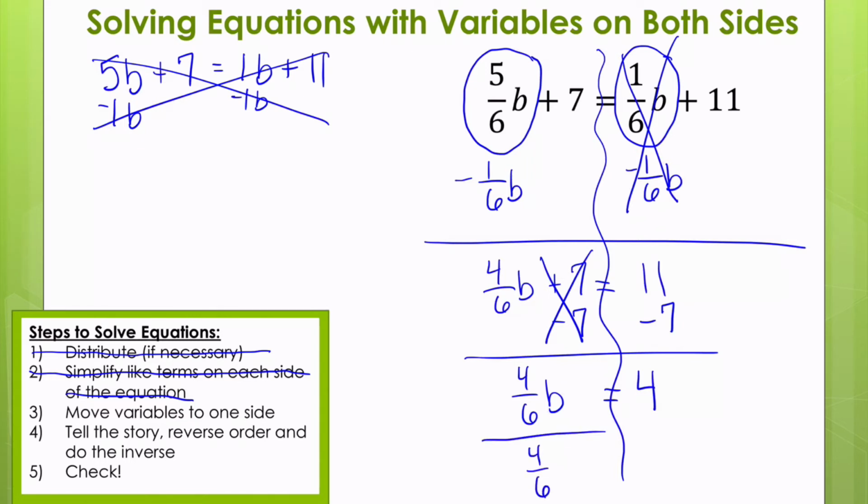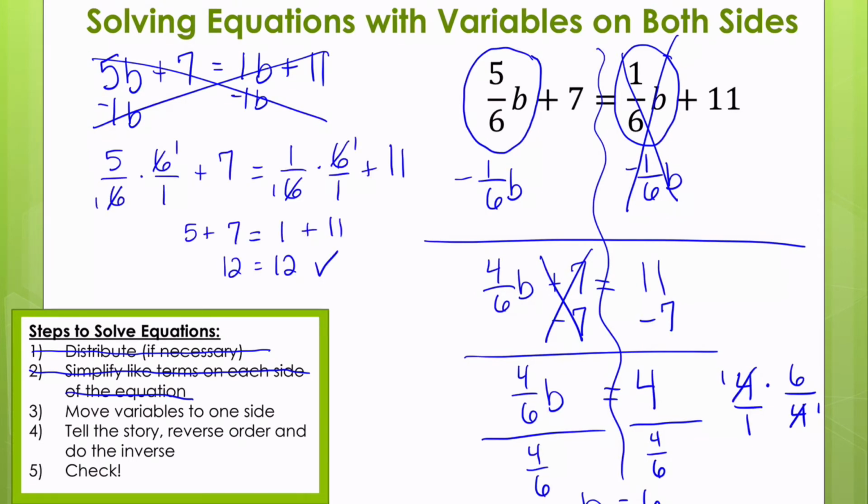Now you'll notice that sometimes people skip that step and just multiply by 6/4, since we know that dividing by a fraction is the same as multiplying times the reciprocal. So 4 times 6/4, I can see that my 4's are going to simplify to make 1, and I'm going to be left with b equals 6. Again, I can plug this right in to check.